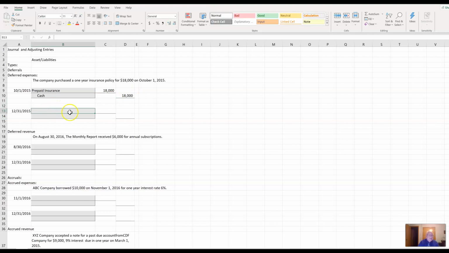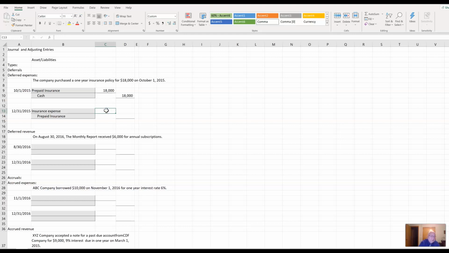Now, December 31st comes around and we need to do the adjusting entry. So it's prepaid insurance, so what we want to do is expense it out. So we'll debit insurance expense, and my credit's going to be to prepaid insurance because I want to reduce that one. Okay. Now, how much have we used? Well, since it's October 1st, it's October, November, and December. So we've used 3 months of it.